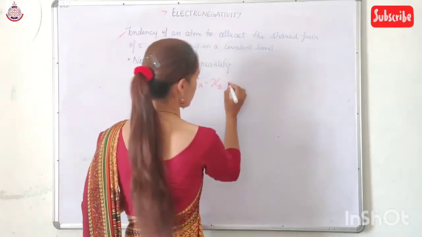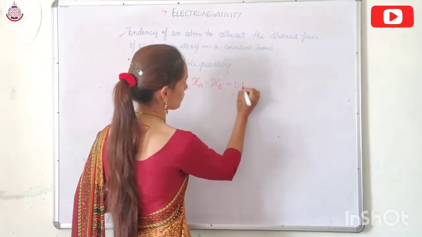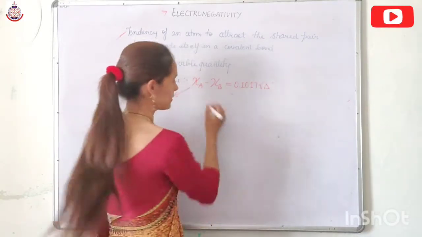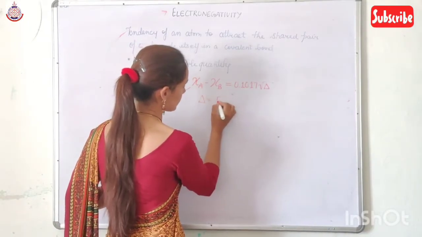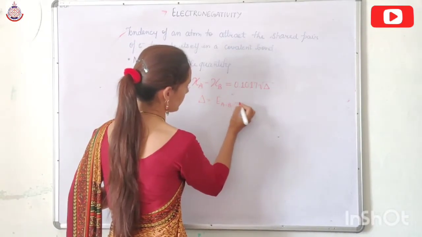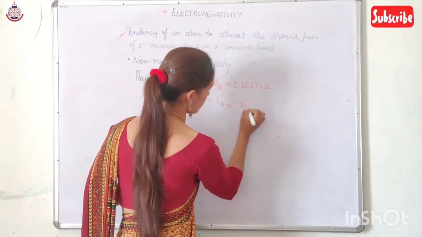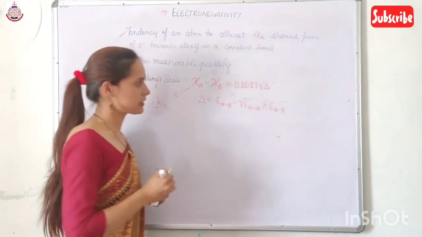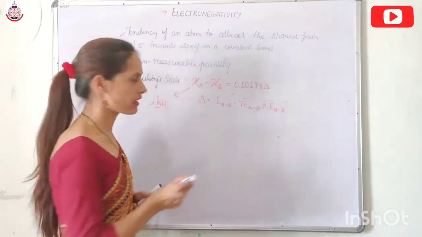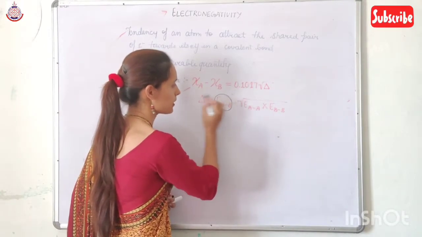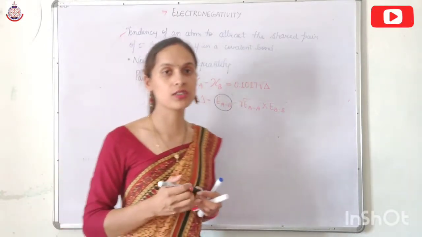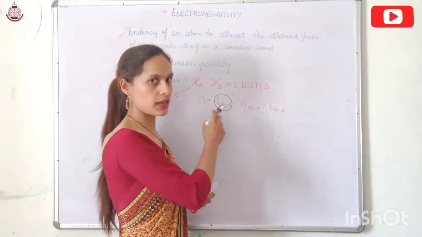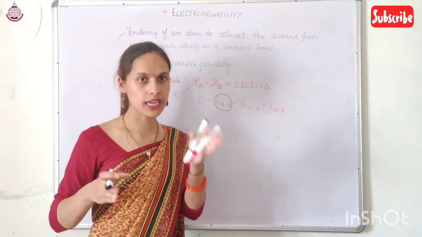So chi A minus chi B is 0.1017 under root delta. Now what is delta here? Delta is E_AB minus under root E_AA multiplied by E_BB. Now what is E_AB here? E_AB is the bond dissociation enthalpy, the amount of energy which is required to break the bond between A and B. So this is the bond dissociation enthalpy of the bond present between A and B.